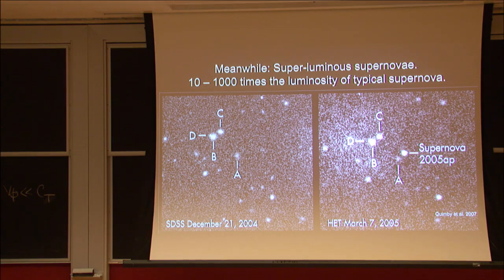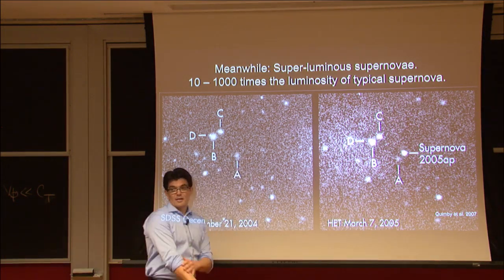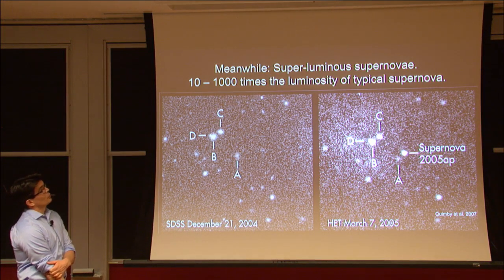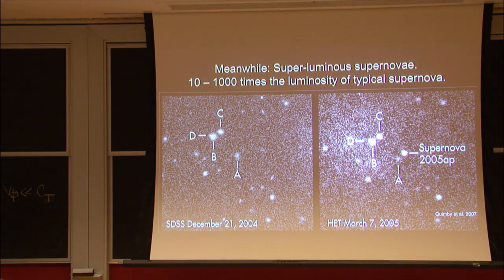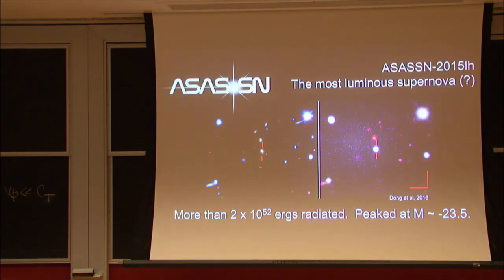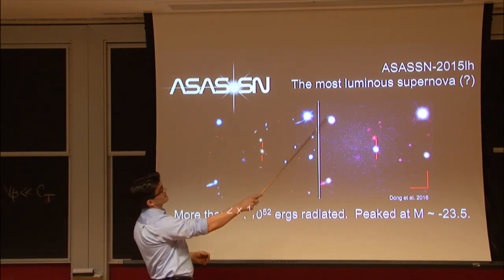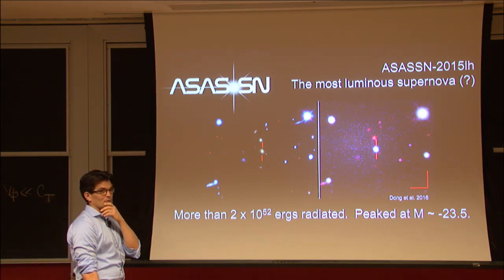Meanwhile, superluminous supernovae are discovered. In blind searches by Quimby and collaborators back in 2007, they found 2005ap, a stripped envelope, extremely bright supernova with luminosity 10 to even 1,000 times the luminosity of normal supernovae, with implied energies that were very, very high. ASAS-SN, which I'm a member of, the All Sky Automated Search for Supernovae, found this very enigmatic and interesting event. ASASSN-15lh, which is the most luminous supernova, if it's a supernova. It's the most luminous supernova ever.